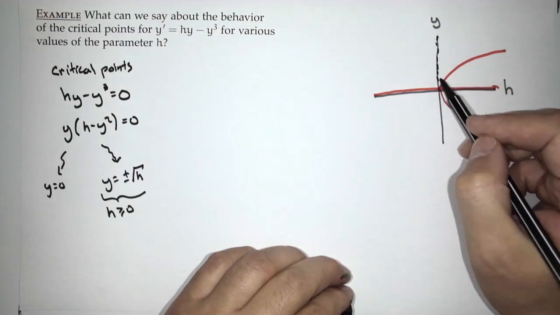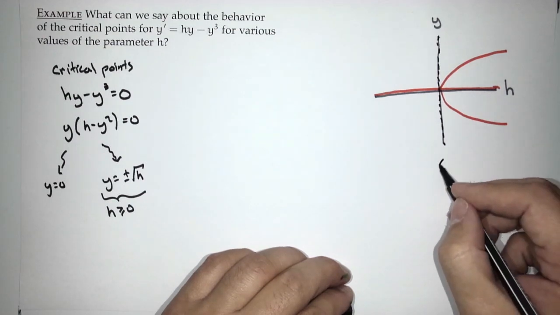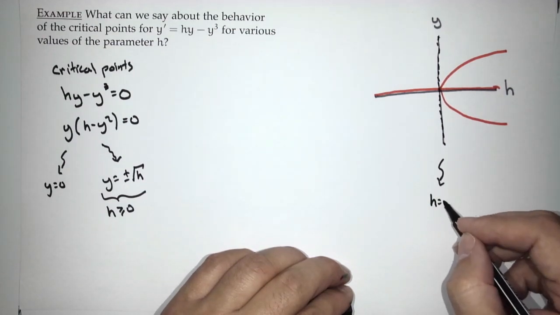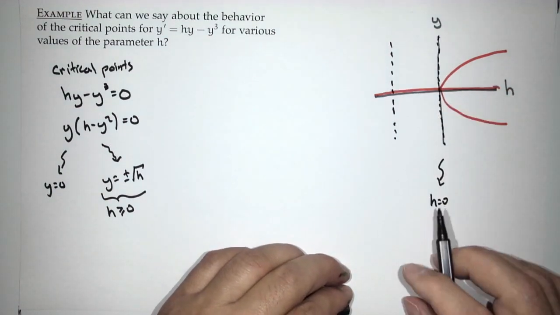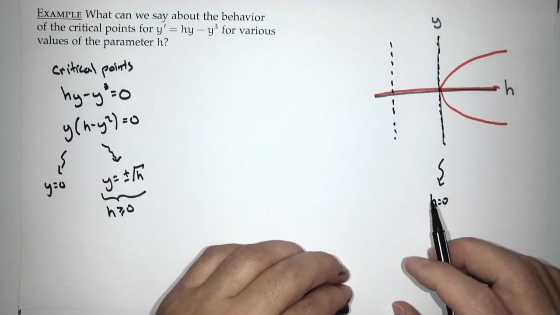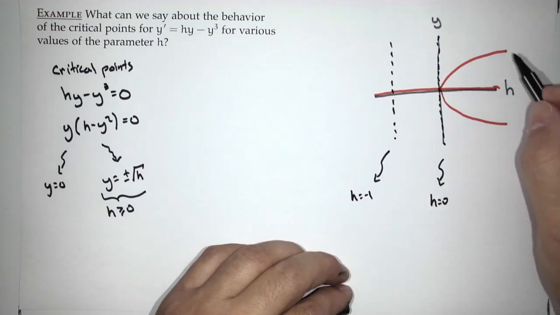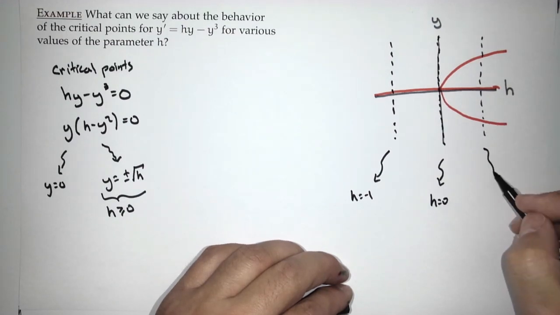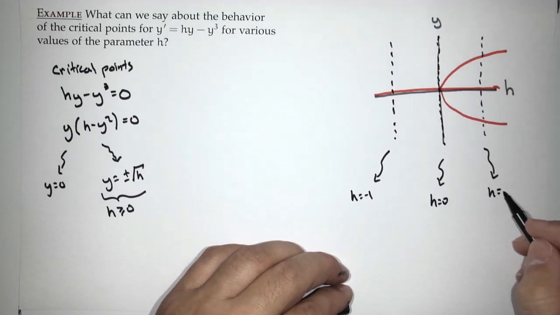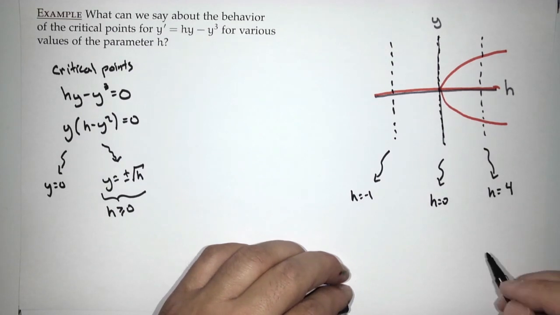I would say something interesting happens at zero. So let's take a look at h equals zero. Let's also look below zero. What's a nice number below zero? Negative one seems to be a relatively nice number. And we'll look at something above zero. Two. Whoa. How about four?